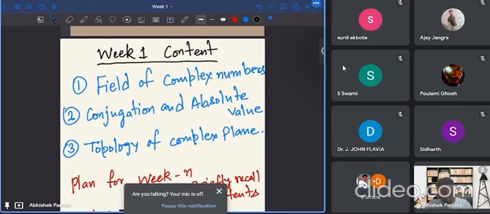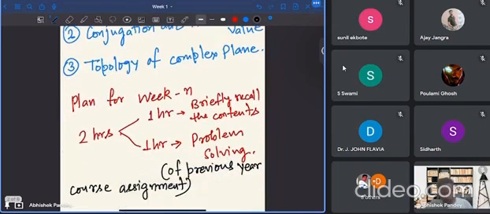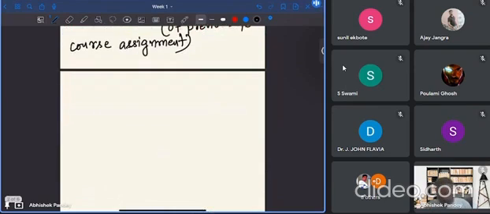So what would be my plan for each week? It is a 2-hour problem solving session. In the first hour I will briefly recall the contents, and then for 1 hour we'll do the problem solving session, which will be based upon the previous year course assignment each week. Okay, so let us start by recalling what the field of complex numbers is.